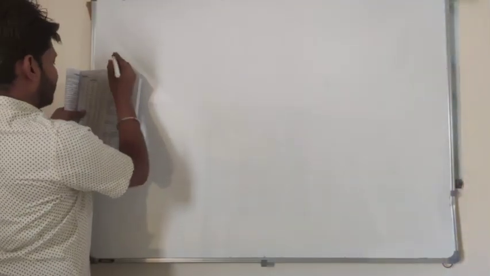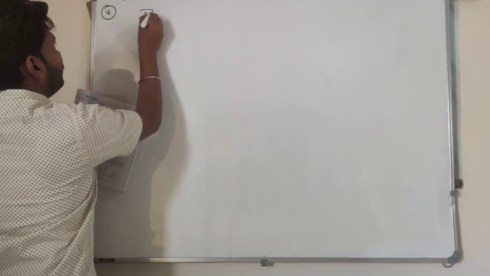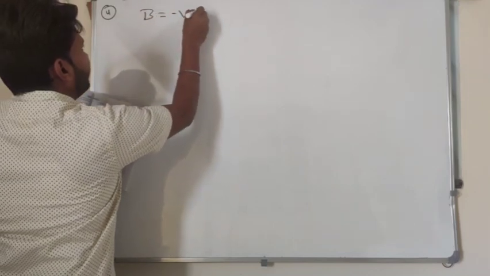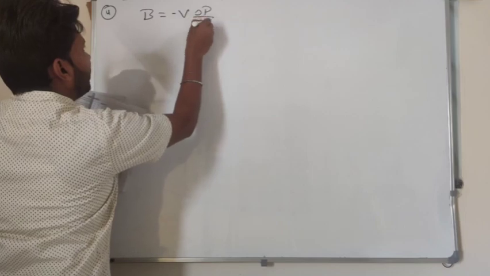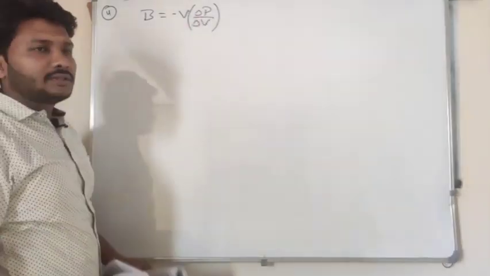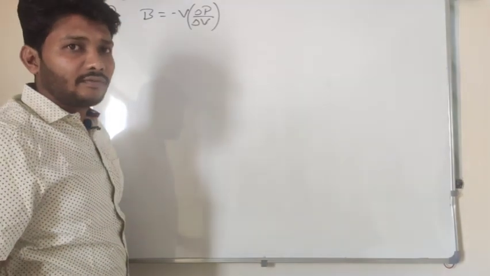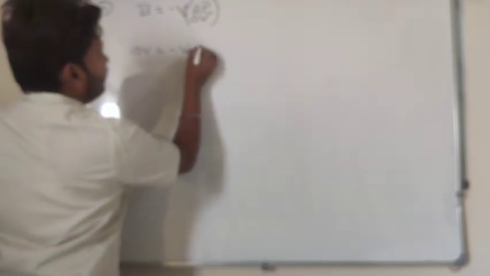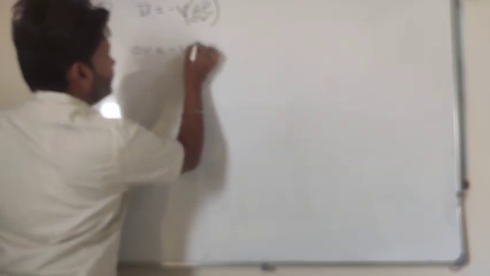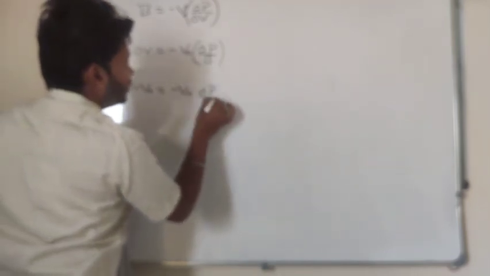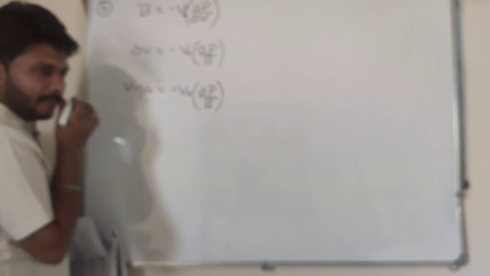So from that bulk modulus concept we have the generalized formula B equals minus V into delta P divided by delta V. From that mechanical properties of solids we have this formula, and I will use it directly. Now I will modify this formula. Delta V I take as V minus V naught, where V naught is the initial volume, so delta V equals minus V naught into delta P divided by B.